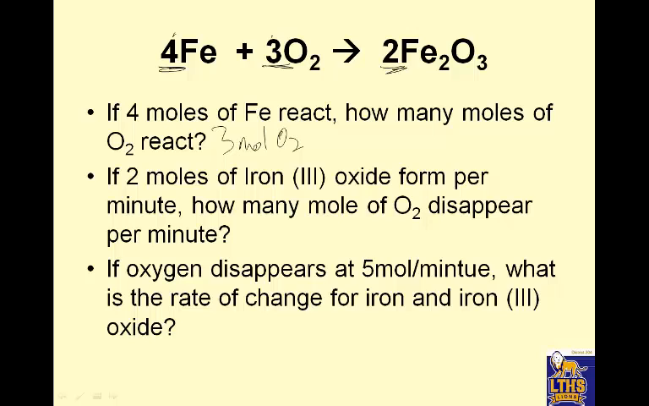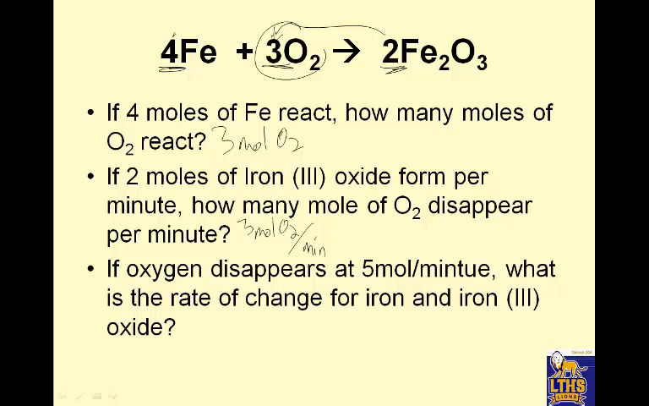If 2 moles of iron 3 oxide form per minute, so 2 moles of this form per minute, how many moles of oxygen disappear per minute? So again, look at those coefficients, 2 moles, that would be 3 moles of oxygen. Now notice here, this is per minute, so that's what makes it a rate, is putting it per time.